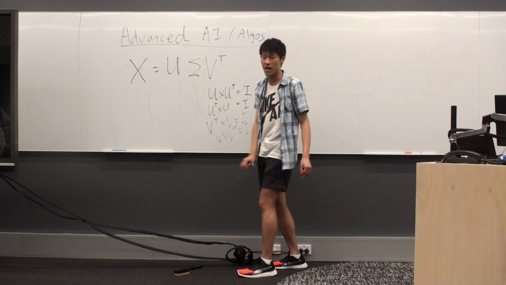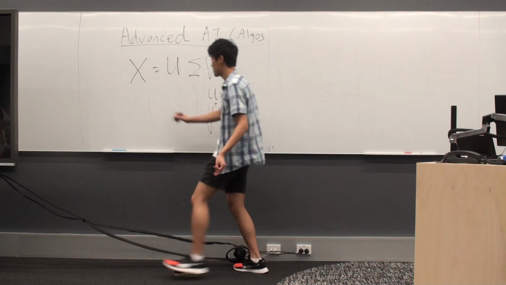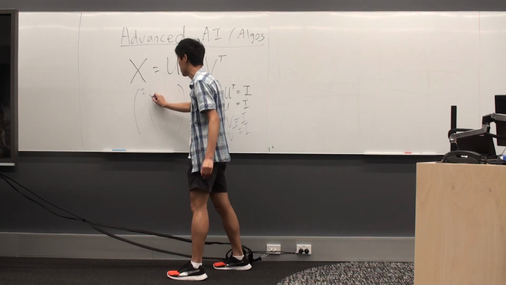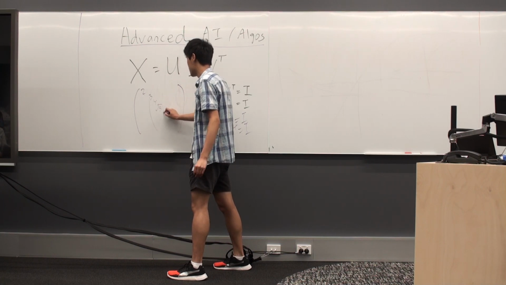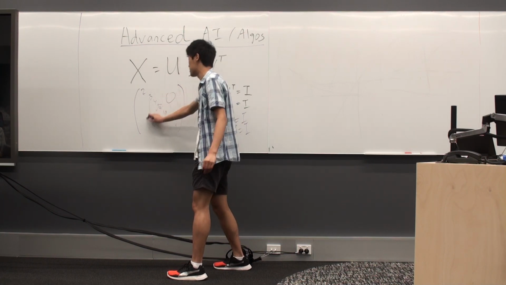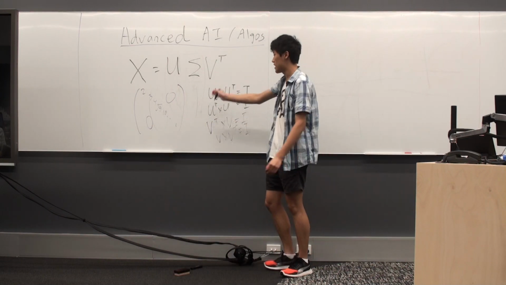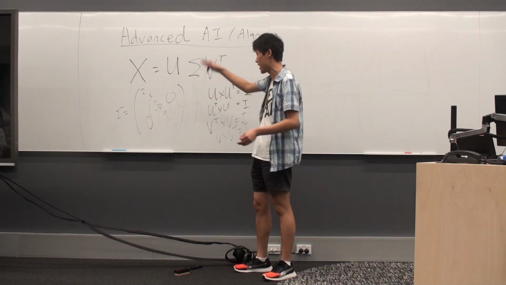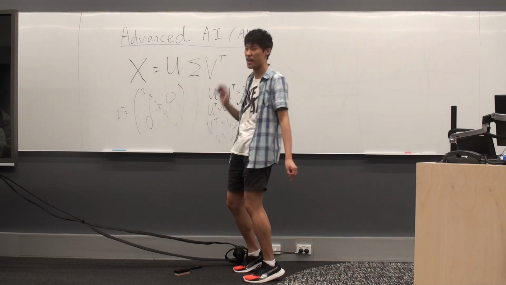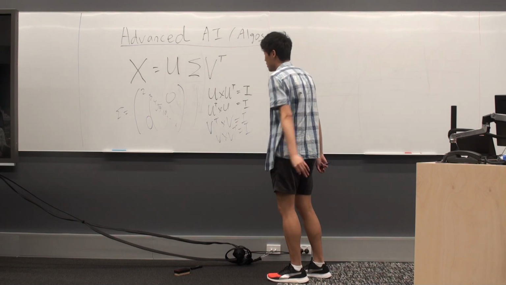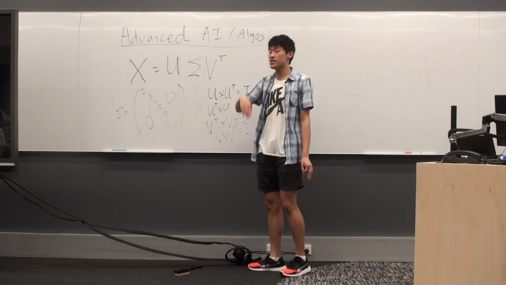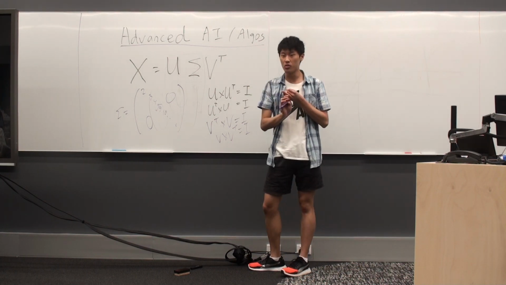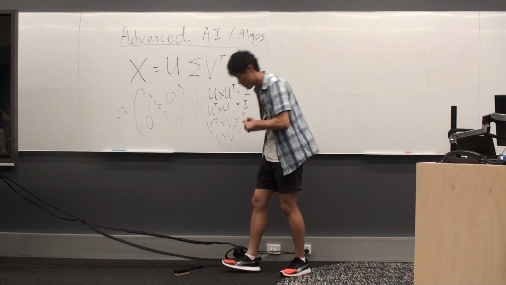Sigma, or D for diagonal, is a diagonal matrix. Just like identity, the only difference is the numbers on the diagonal are not 1. It's like 2, 3, 4, root 5, 10, and everywhere else is 0. That's sigma. So any single matrix can be decomposed into 3 components, 2 orthogonal and 1 diagonal.